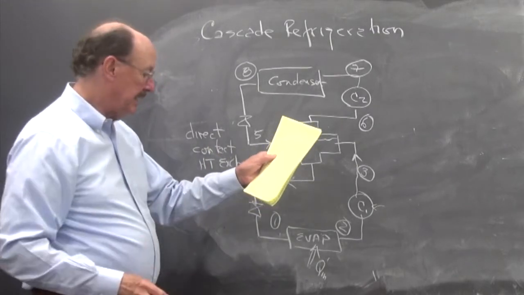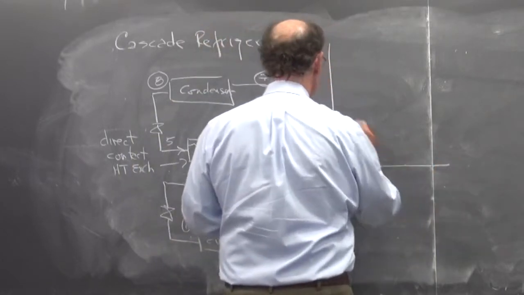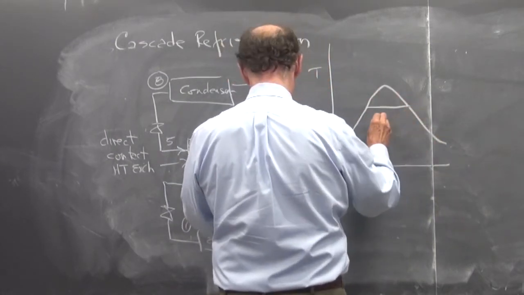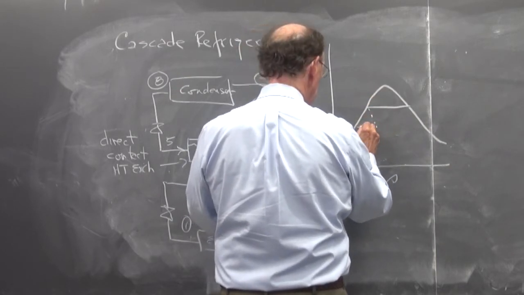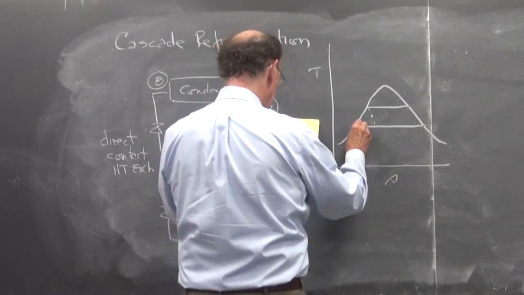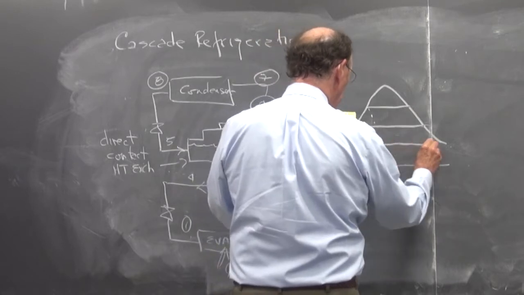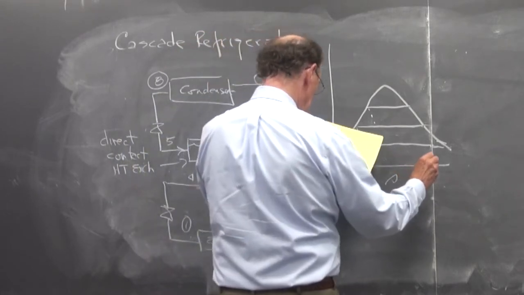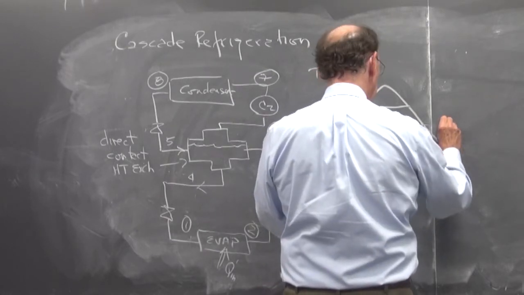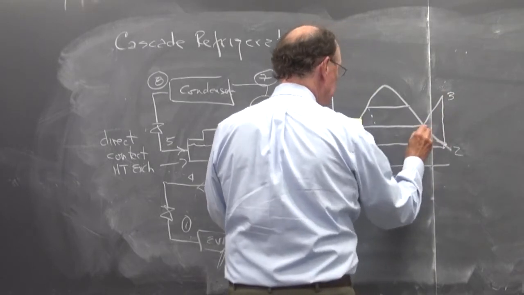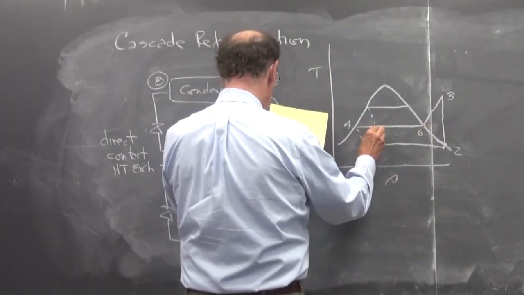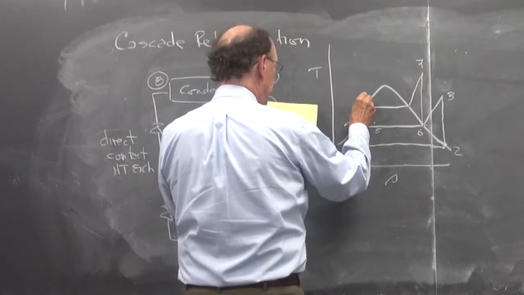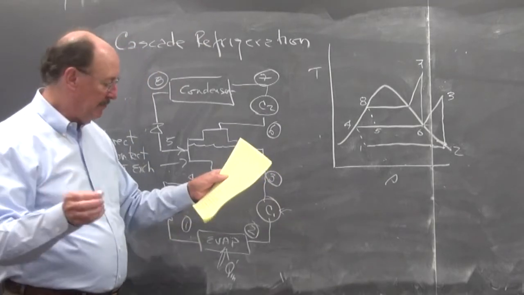And let's look at what this looks like on a TS diagram. And so this would be 1, 2, 3, 6, 4, this is 5, and we have 6 to 7, 7 to 8. So anyway, now I've drawn this diagram.